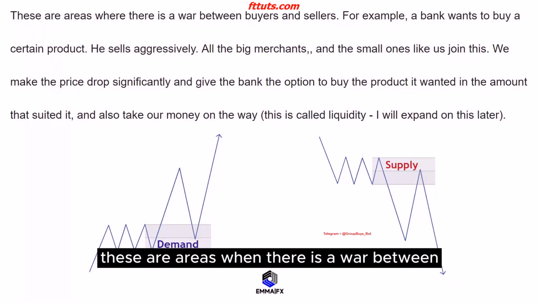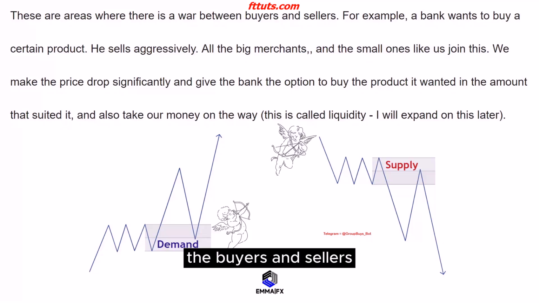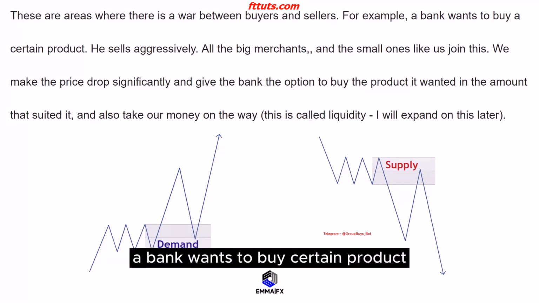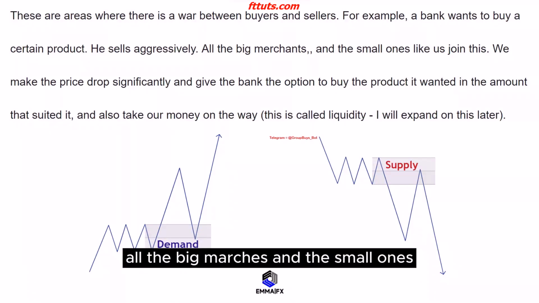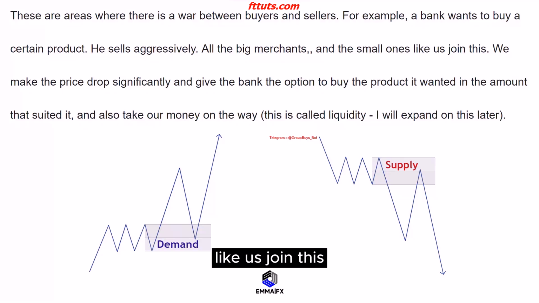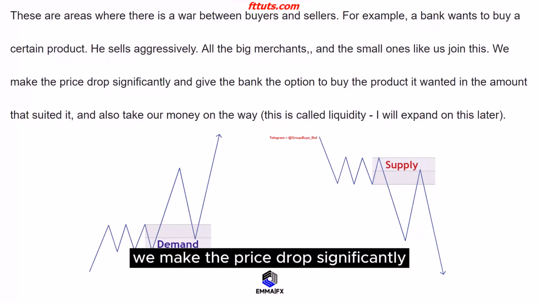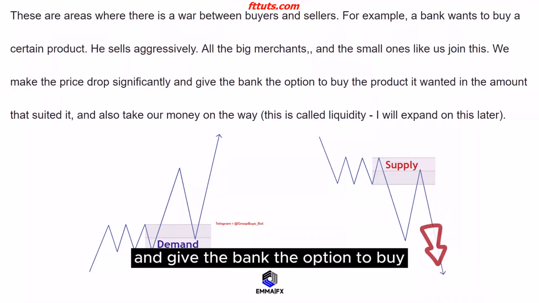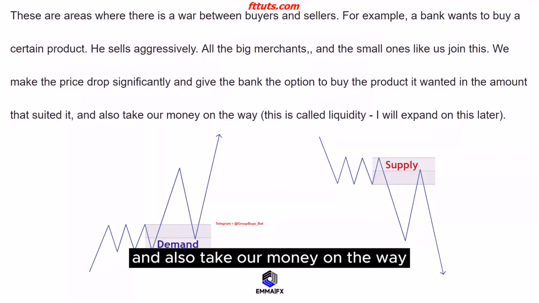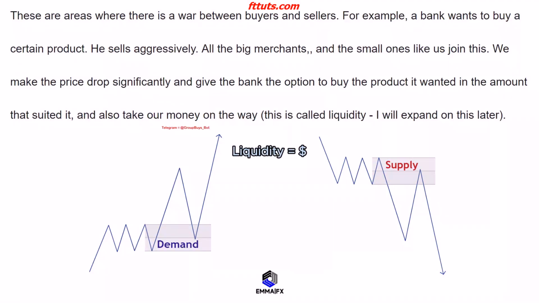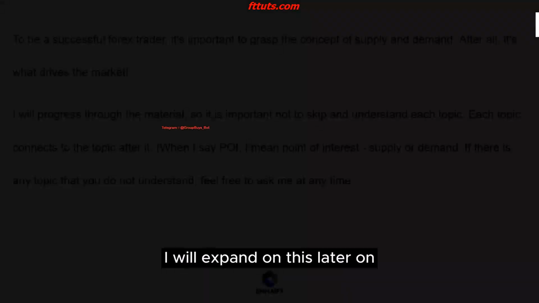These are areas where there is a war between the buyers and sellers. For example, a bank wants to buy a certain product. He sells aggressively. All the big merchants and the small ones like us join this. We make the price drop significantly and give the bank the option to buy the product he wants in the amount that suits him, and also take our money on the way. It's called liquidity. I will expand on this later on.